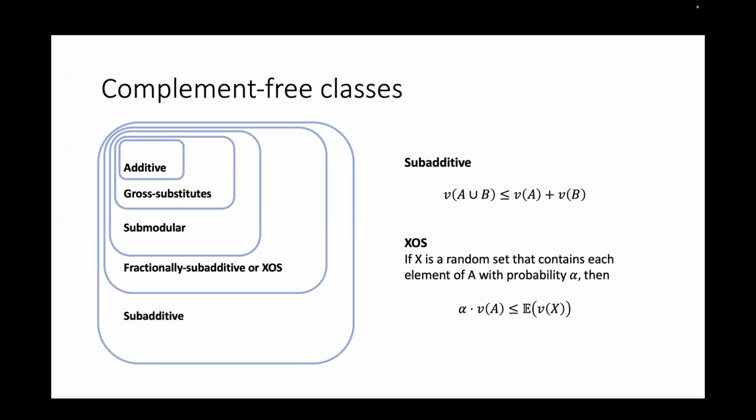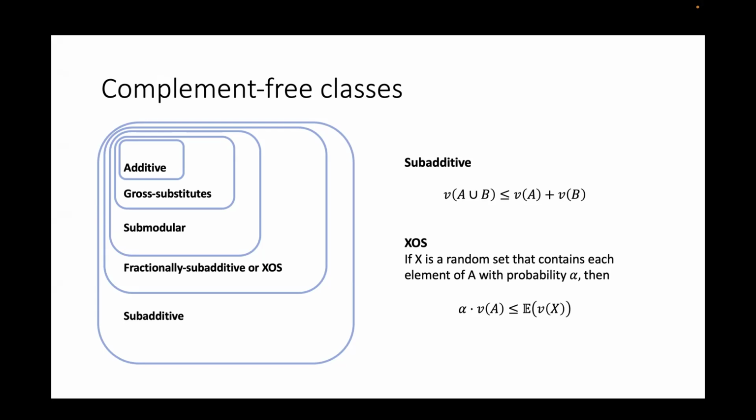Now, why is this useful beyond a single item? We can use this idea to go actually all the way to subadditive valuations. Subadditive valuations are valuations such that the value for a union is at most the sum of the values, right? And that, as I said before, encodes this idea of non-complementarities between the items, right? So the valuation cannot grow too quickly.